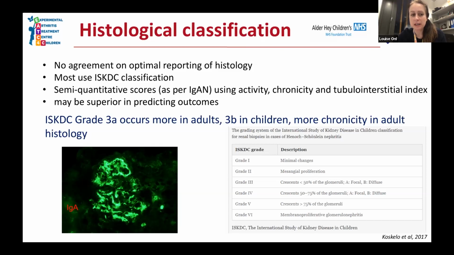And what we see within the literature is that adults with this disease tend to have more grade 3A disease, so more focal disease, whereas children having a renal biopsy will often have more diffuse features on their histology, but tend to also have grade 3 histological classification. And it's well recognised that adults will have more evidence of renal chronicity and damage in their initial biopsy compared to children, where we often see very little chronicity.